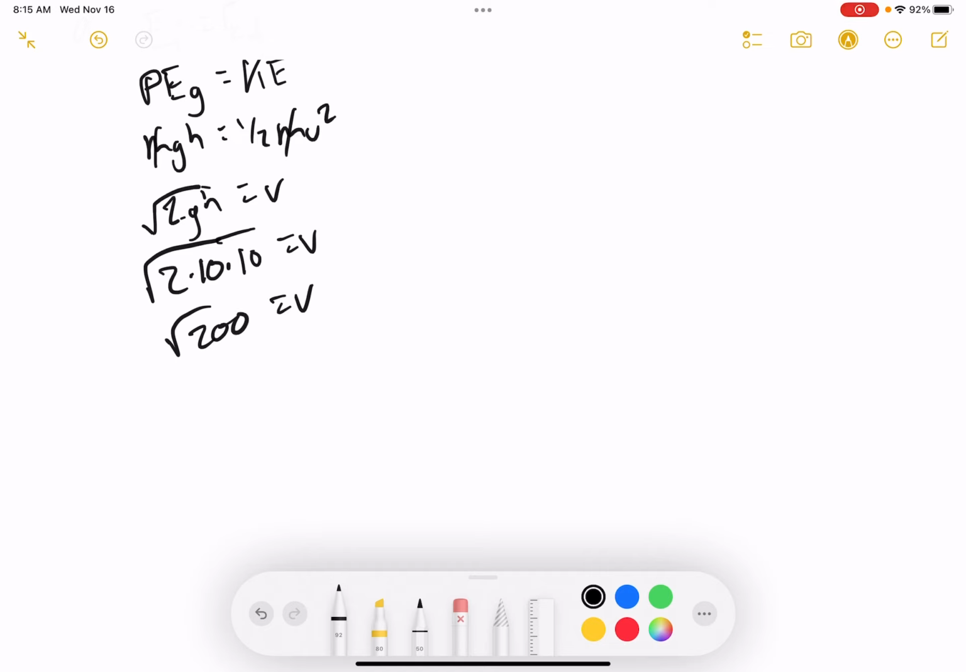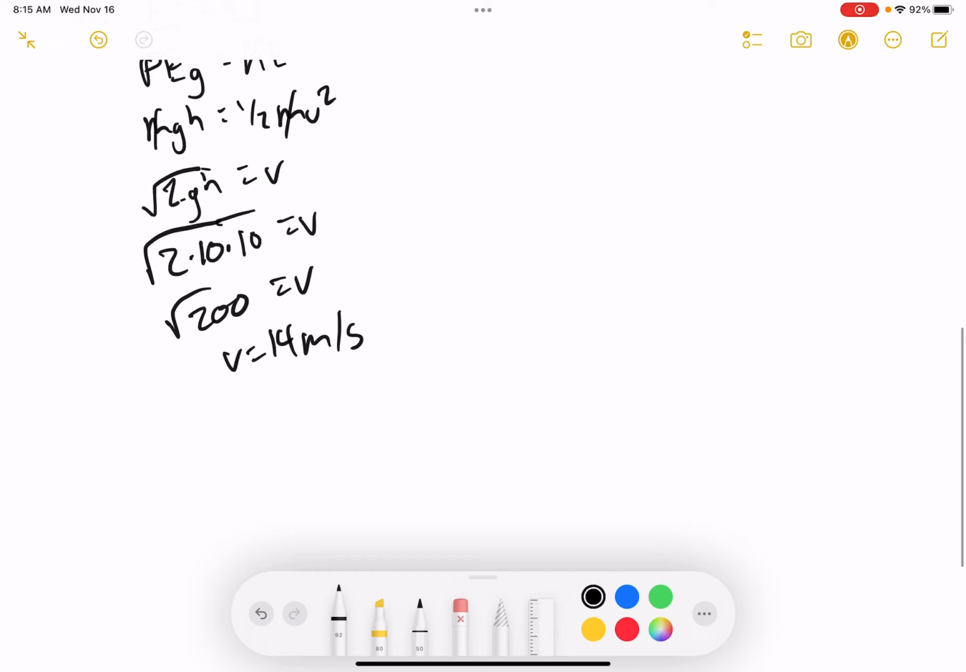Let me go ahead and type that into my calculator. So I get v equals 14 meters per second. Okay, so that will be the velocity both right before it hits the ground and also right after it hits the ground.